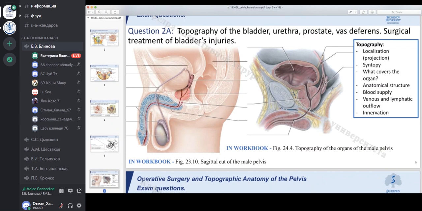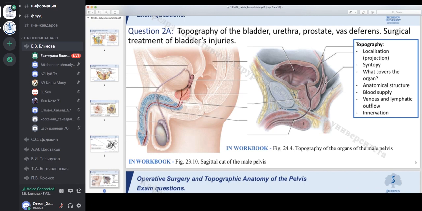The vas deferens is located inside the inguinal canal and has an ampulla and an opening to the urethra. The vas deferens has an artery, a vein, and a nerve. The artery is the vas deferens artery, the vein is a plexus which is located around the vas deferens, and the nerve is a branch of the vegetative pelvic plexus.